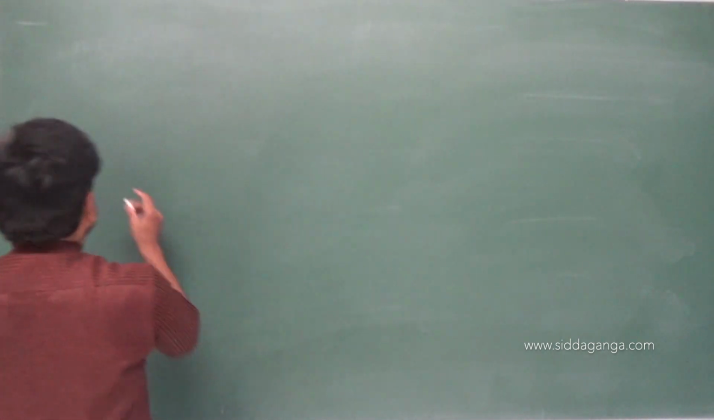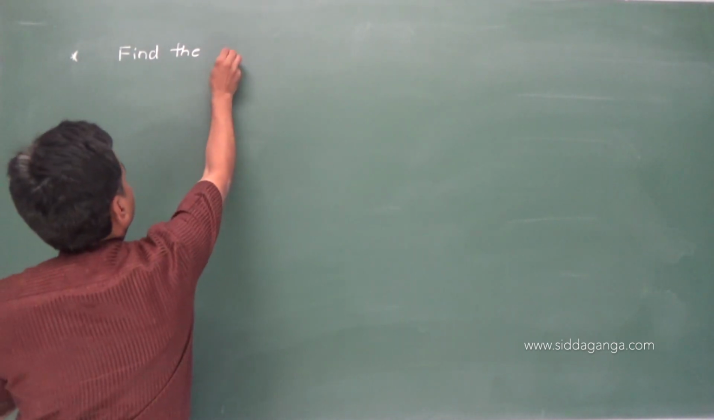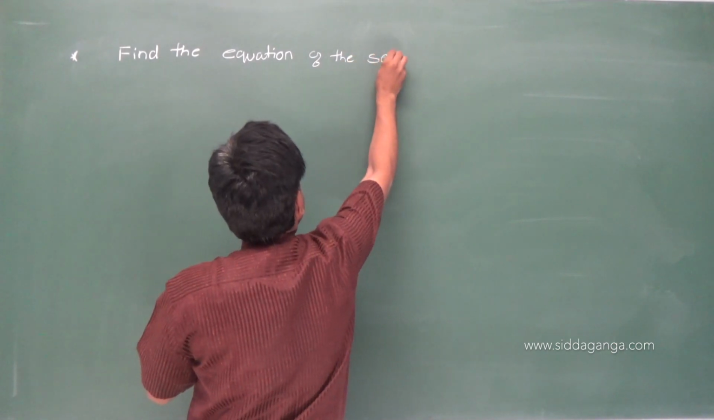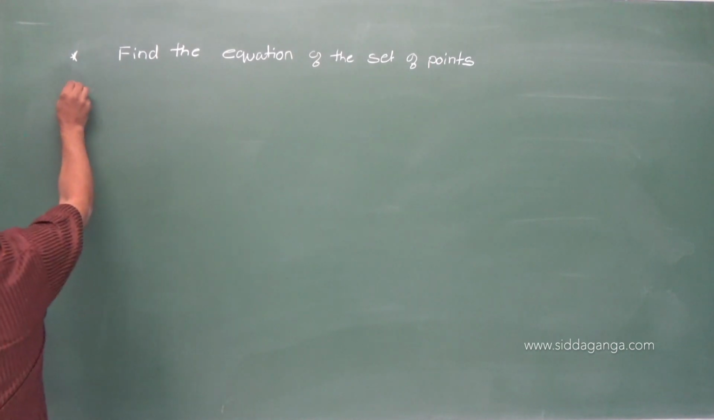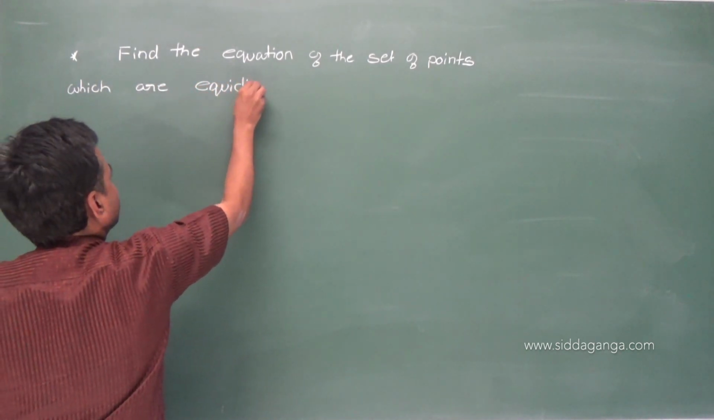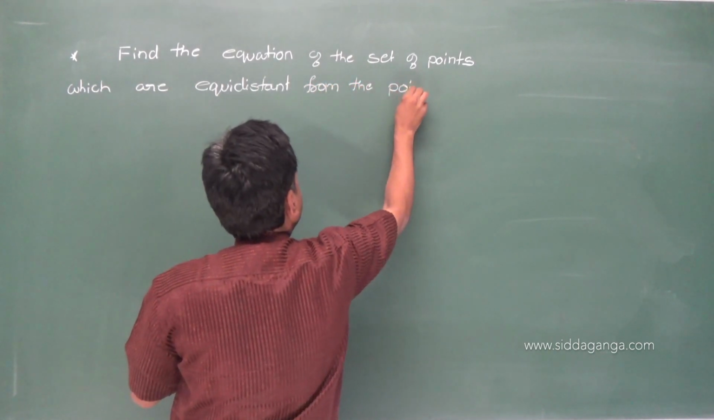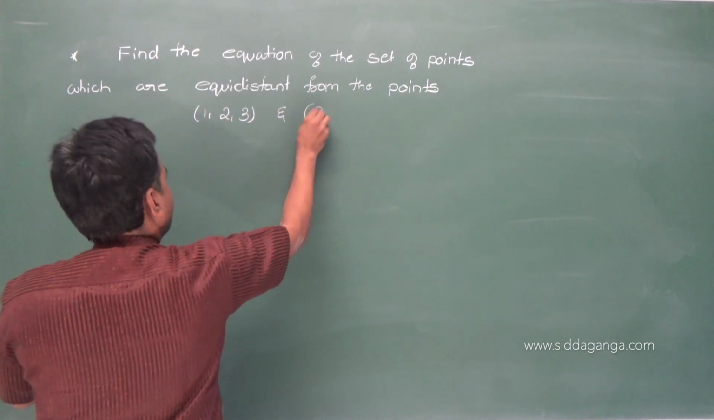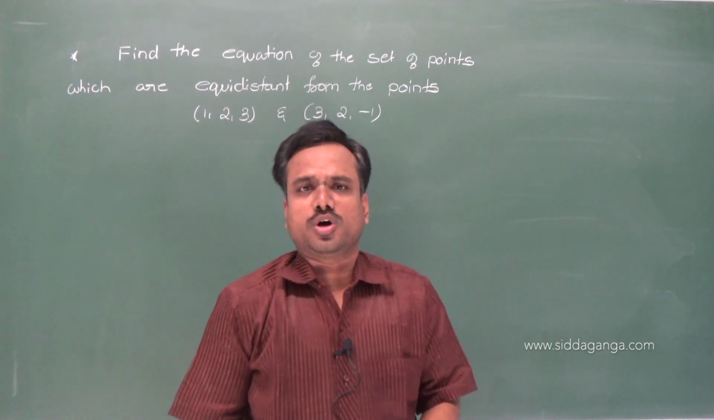Different problem. Next problem. Find the equation of the set of points which are equidistant from the points 1, 2, 3 and 3, 2, minus 1.